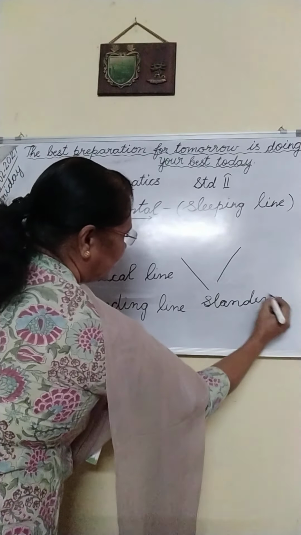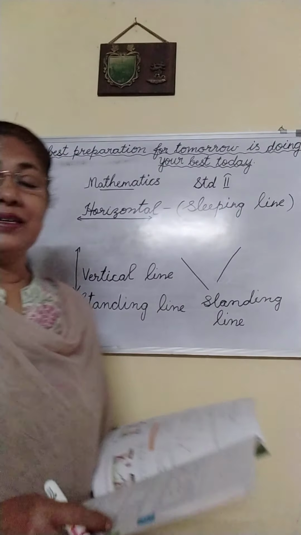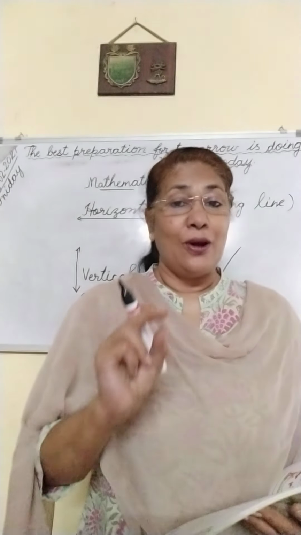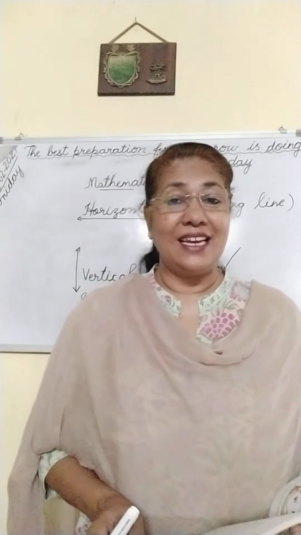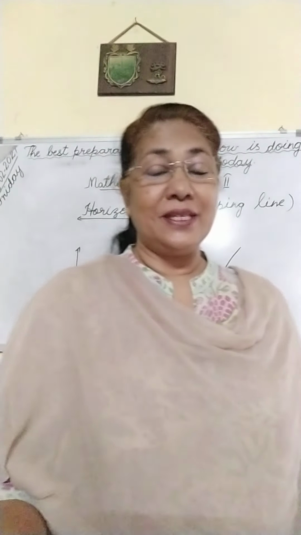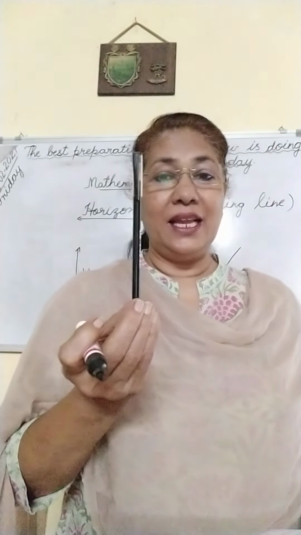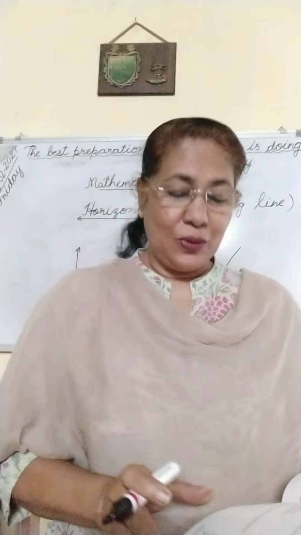S-L-A-N-T-I-N-G. Slanting line. So we learned today three different kinds of lines: horizontal line, vertical line, and slanting line. I showed you, what is this? Horizontal, vertical, and slanting. Got it? Yes. So you won't make a mistake?